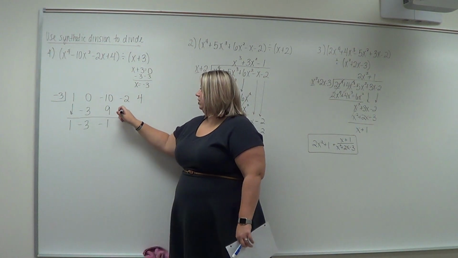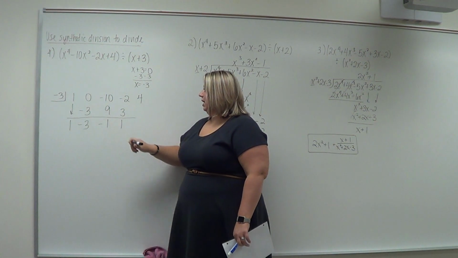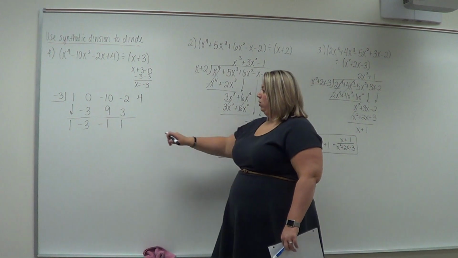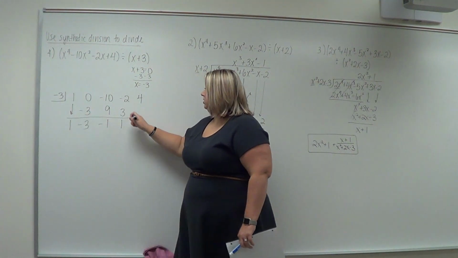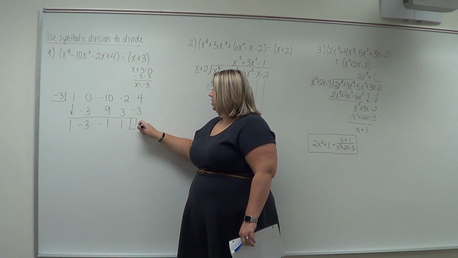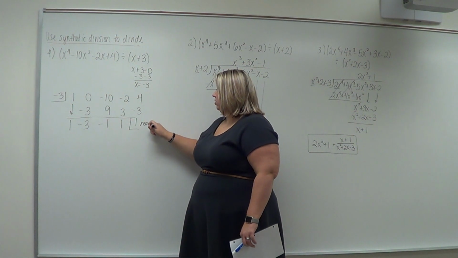-3 times -1 is 3. Add down, you get 1. -3 times 1 is -3. Add down, you get 1. And this last number is our remainder.